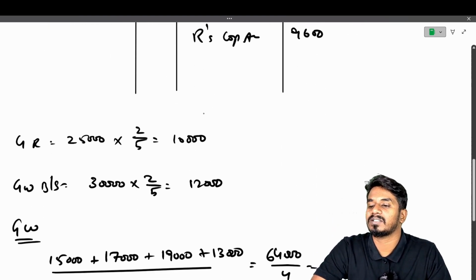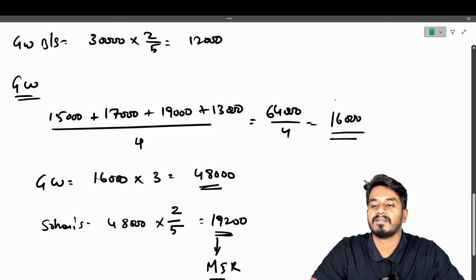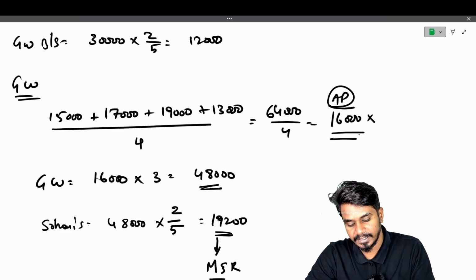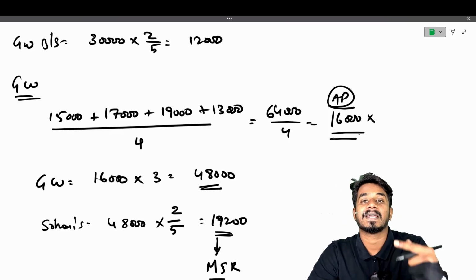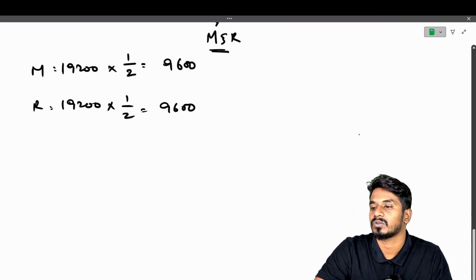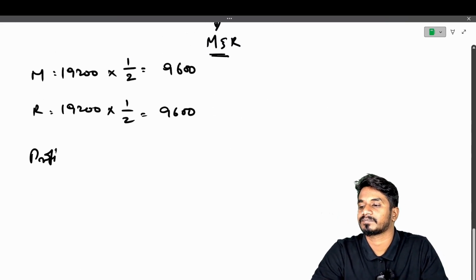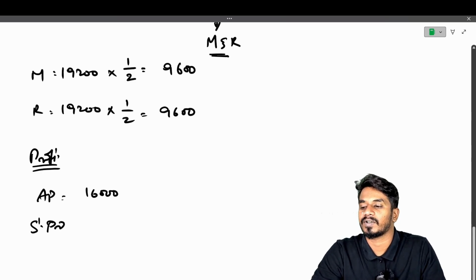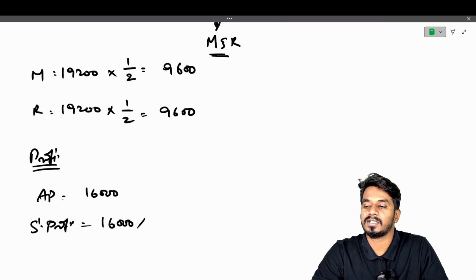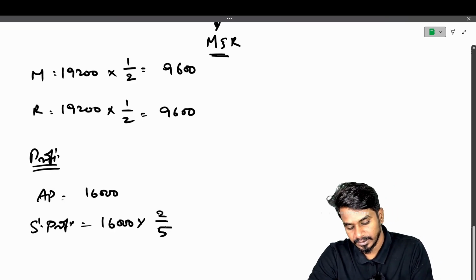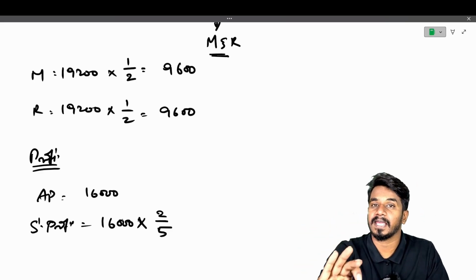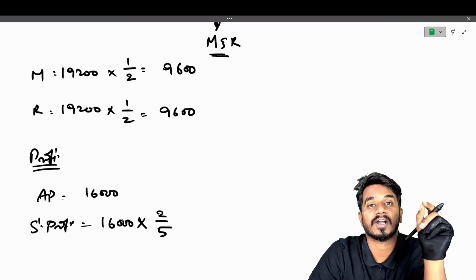So next adjustment, share in profits up to the date of death on the basis of average profit. What is the average profit we got? 16,000, correct? Out of this 16,000, what is his share? 2 by 5, correct? So let me calculate here. Sohan's profit out of 16,000, his share, 2 by 5, will be 6,400.